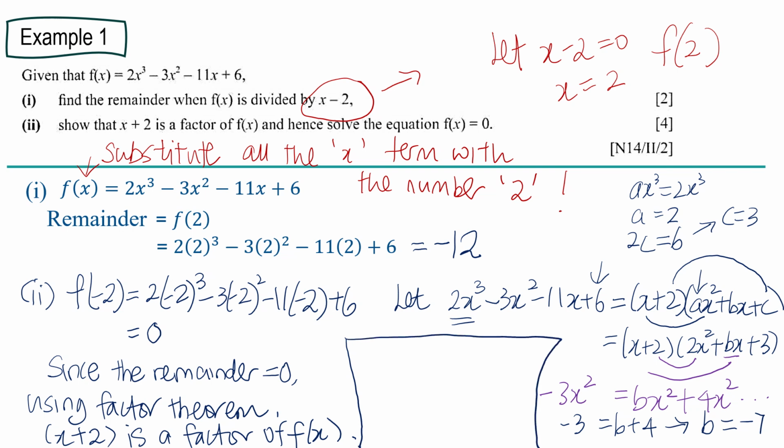Okay, so what we have here would be x plus 2 times 2x squared minus 7x plus 3 equals 0, and we need to solve it. All right, so to solve it means we have to find the values of x. So we can factorize your quadratic further into x minus 3 and 2x minus 1.